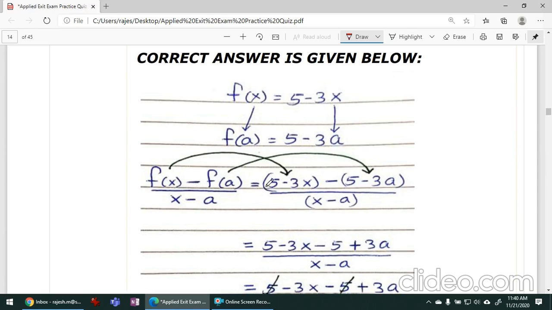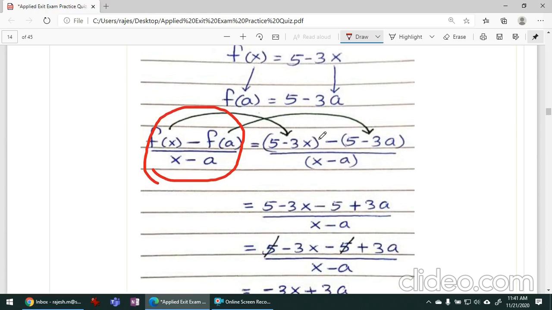Now you should find this. What is f of x? 5 minus 3x. What is f of a? 5 minus 3a. I put it in brackets, divided by x minus a. This is what you have to find out now. So one by one you are writing. F of x, you should write 5 minus 3x. F of a, you should write 5 minus 3a.